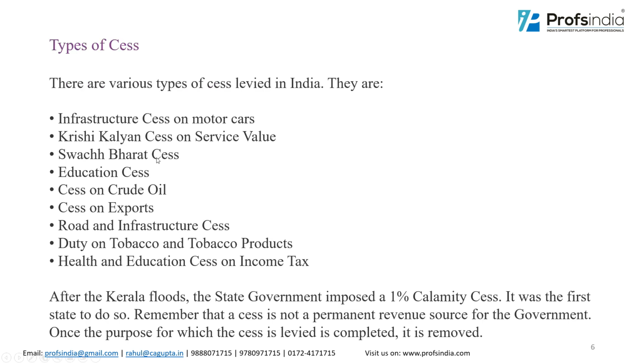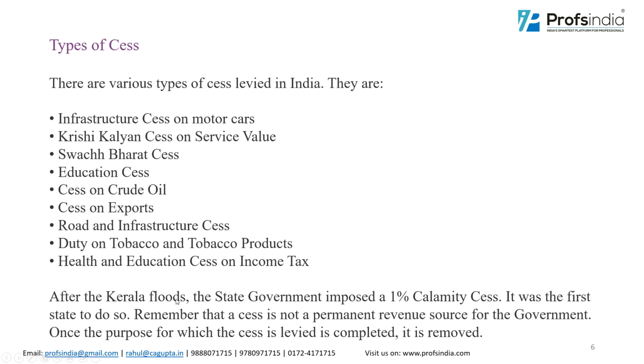So that's an example, and now types of cesses. There are various types of cess levied in India. There is infrastructure cess on motor cars, Krishi Kalyan cess on service value, which was applied earlier and is now abolished. Swachh Bharat cess was also applied earlier, not applicable now. Education cess on crude oil, cess on exports, road and infrastructure cess, duty on tobacco and tobacco products, health and education cess, which is currently applicable.